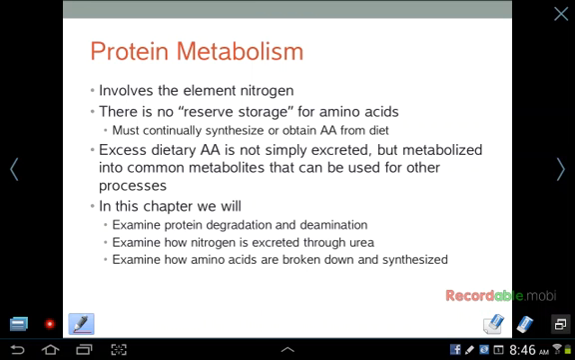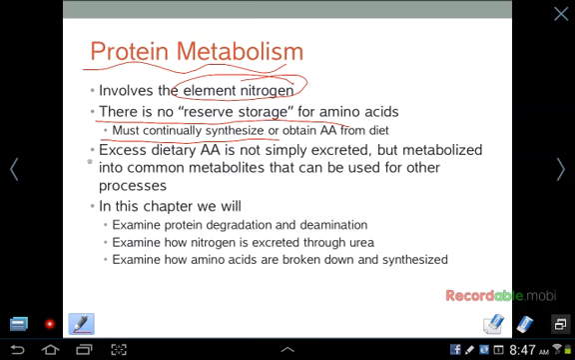So, protein metabolism is a little different than we've seen in fatty acid and sugar metabolism, in that we involve the element nitrogen. So this is how nitrogen is transported through the body. There's no reserve storage for amino acids. So the body must continually synthesize or obtain amino acids from the diet. So making an oligomer of amino acids to form a protein, we don't do that in order to store amino acids like we do with glycogen or triglycerides. All of our proteins have some sort of other function.